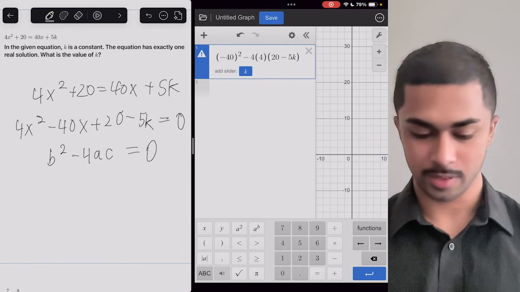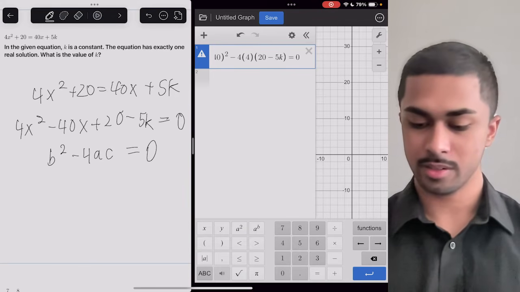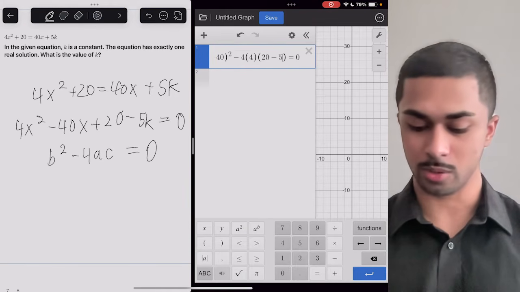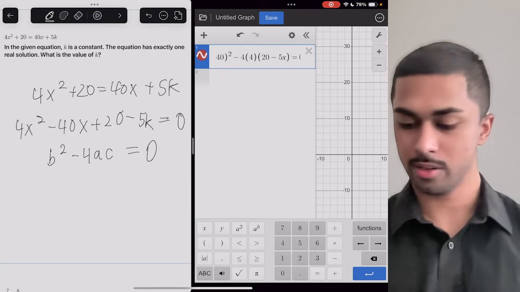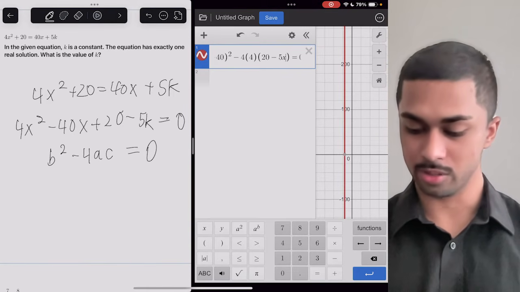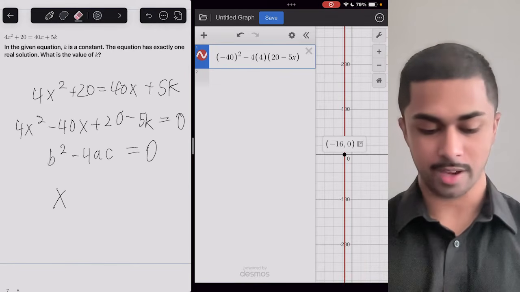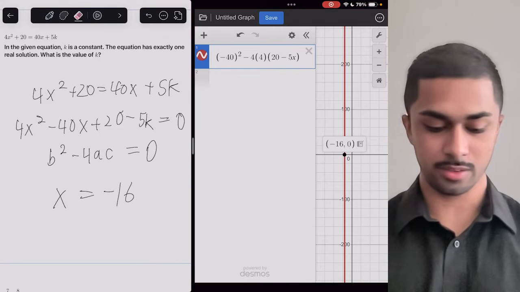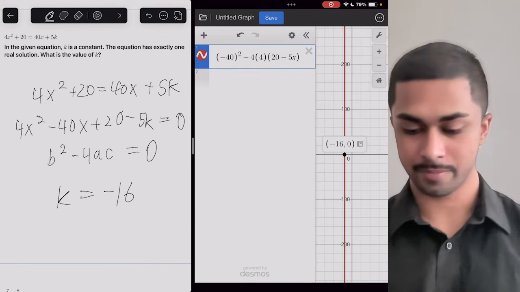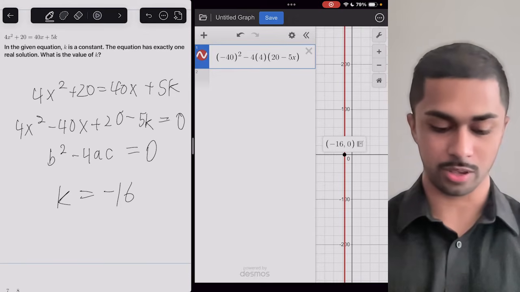Okay. And then this you set equal to 0. And since when there's an equal sign, Desmos only likes x and y, you just replace the k with an x temporarily. We zoom out. X equals negative 16, which in this case is really k. Right? So we solved for the right variable. We solved for k.